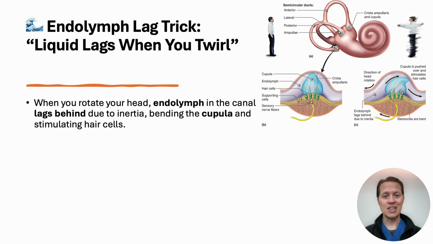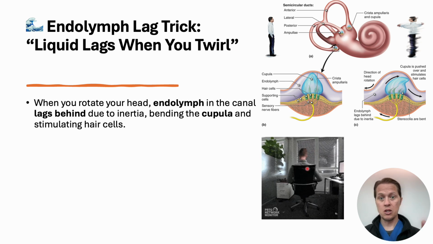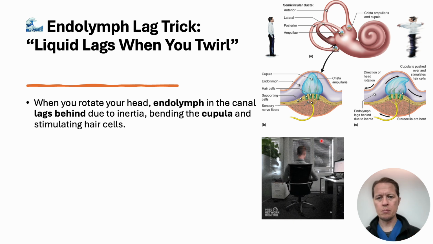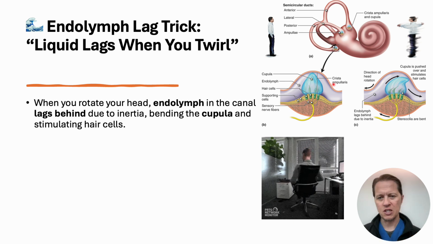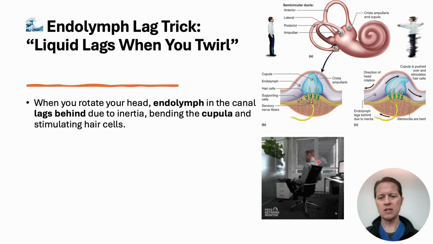So let's talk about this lag effect that the endolymph does when you spin in place, demonstrated by that little dude up here. As your body spins around, those semicircular canals spin, but the endolymph hanging out on the inside does not move because of inertia. So as you initially start to spin, the fluid pushes and bends on the cupula and the nerve cells there, triggering the electrical impulse, and you start feeling dizzy in that spinning sensation.